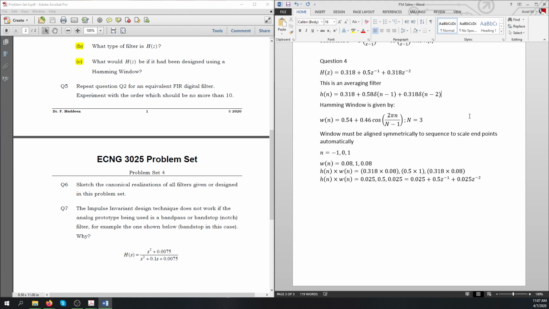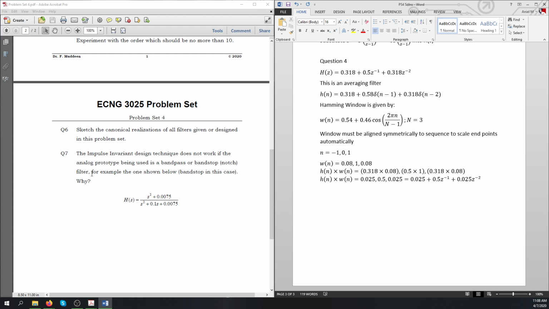Alright, so questions 5, 6, and 7 are basically already done with regards to the problem set solutions. I'll post those up after I'm finished here, for you guys to watch, so that you can see how to attempt question 5 and question 6, because they are pretty long to do.